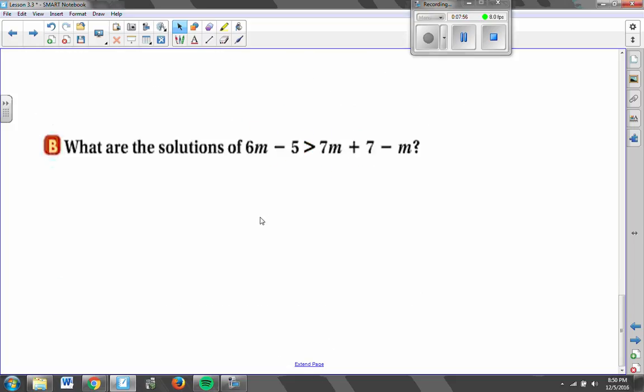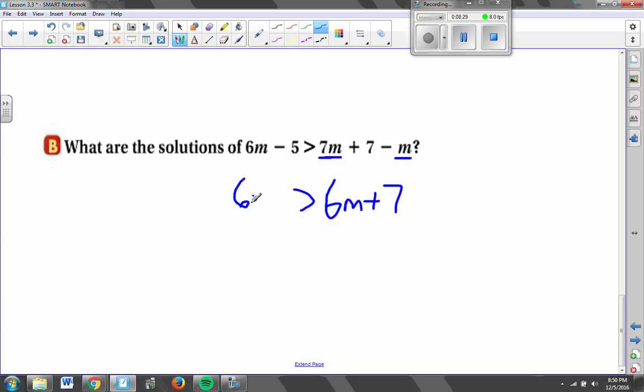Okay. The opposite would look like this. If I want to solve this inequality, 6m minus 5 is greater than 7m plus 7 minus m. The first thing that I notice is on the right-hand side over here, I have two terms that are like terms, so I can put these together. I can't add the 7 here to them because that doesn't have an m, but I can do 7m take away 1m. 7m take away 1m is 6m. So it says 6m plus 7. The other side says 6m minus 5.